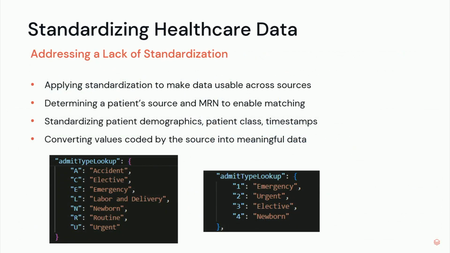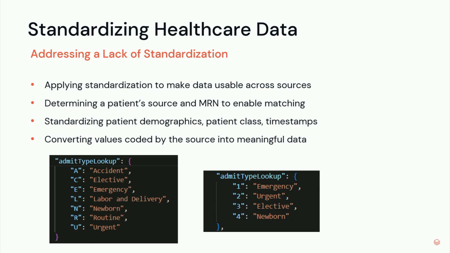So next up, we're going to talk about addressing a lack of standardization in healthcare data. So as we just mentioned, there is a recommendation with the HL7 specification, but not all sources follow the recommendation. So we do apply standardization to make the data usable across sources. We also do things like determine a patient's source and MRN, which is a medical record number. So we can do things like enable patient matching across sources. So we standardize patient demographics, patient class, and timestamps. And we convert values that are coded into meaningful values.